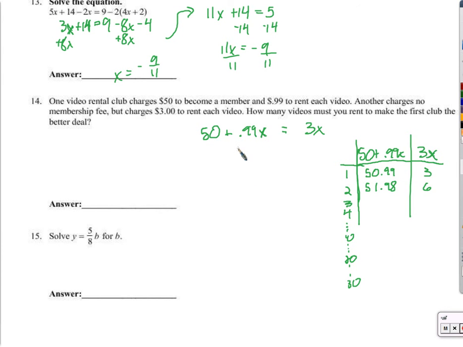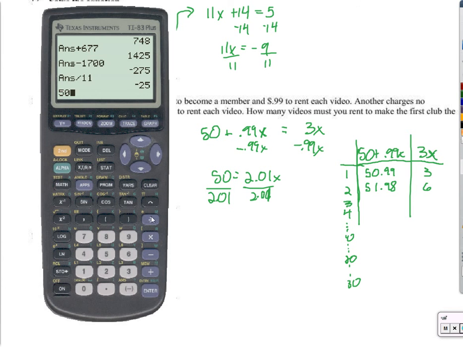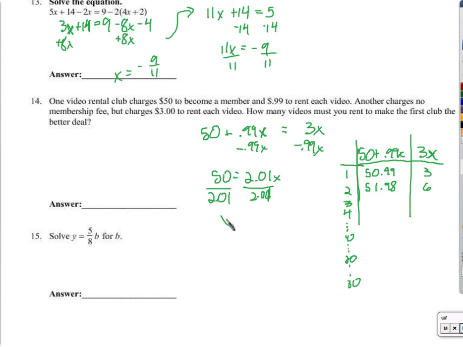So, to solve this equation, we have variables on both sides. We'll subtract 0.99x from both sides. 50 equals 2.01x, very important, that 0.01. Divide by 2.01 on both sides. Let's find out what that is. 50 divided by 2.01, 24.88. Okay, so x is about 24.88 videos. If I could rent 24.88 videos, then I would spend exactly the same here as I do here.